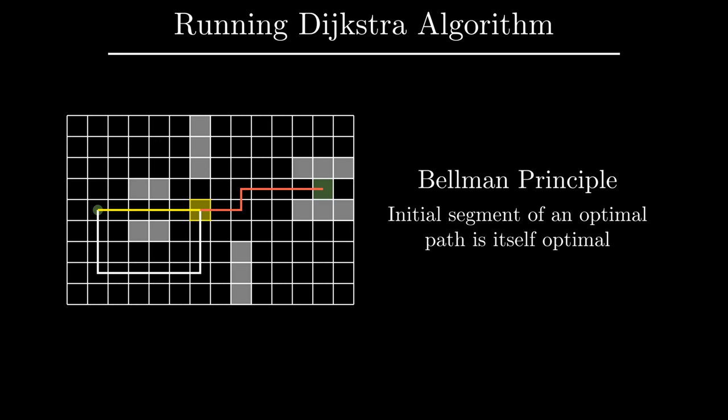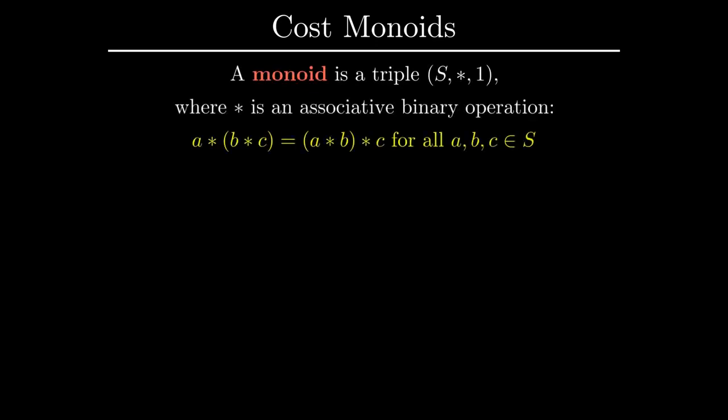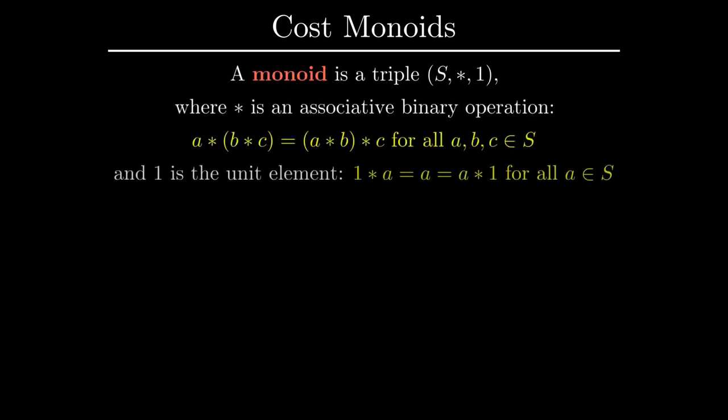To describe conditions on the cost structure under which the Dijkstra algorithm does work, we need the notion of a cost monoid. Recall that a monoid is a set with an associative binary operation, referred to as multiplication, and a unit element.